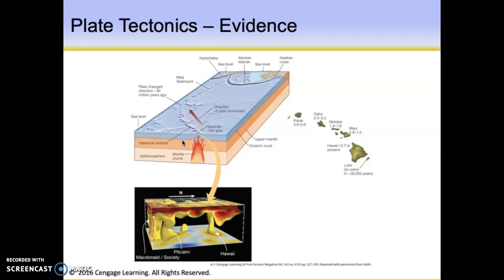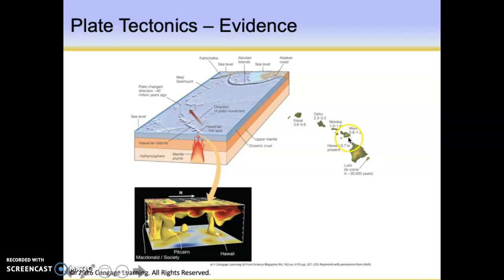However, if the plate is moving over that hot spot, then in the past, this part of the plate was over the hot spot, Kauai. The plate moves, that volcano goes dead. And now Oahu is over the hot spot. It forms, it's an active volcano, but the plate keeps moving. It takes Oahu away from the activity. Molokai springs up. It's active for a little while, but it has moved away from the hot spot. Maui is now active.